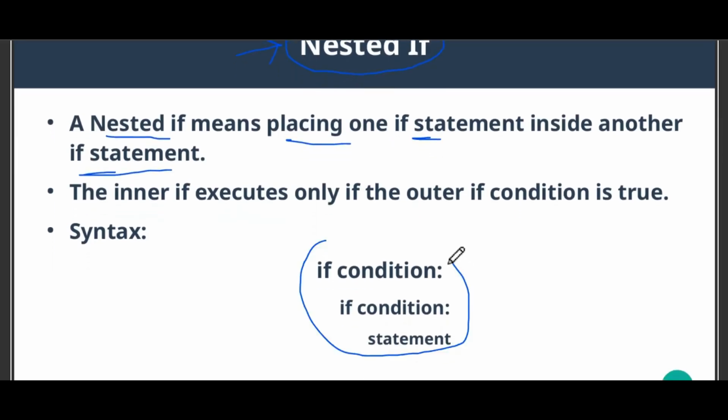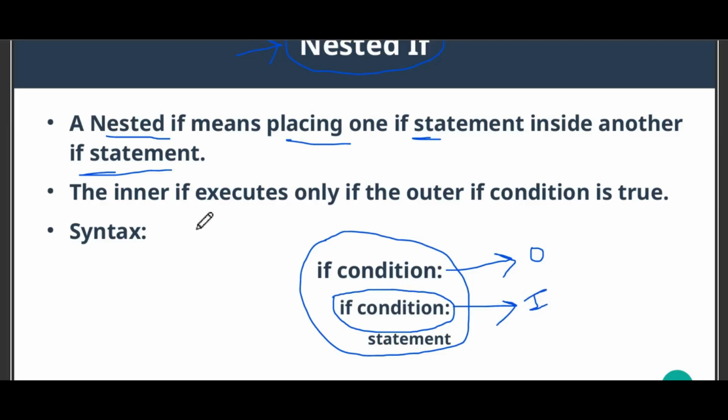For example, here you can see the if statement, that is, if and a condition. Inside this if statement, I have another if statement. So that is called nested if, when an if conditional statement is placed inside another if conditional statement. This one is called the outer if statement and this one is the inner if statement, as it is placed inside the outer if statement.